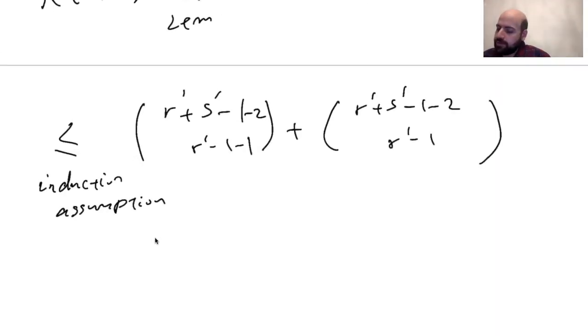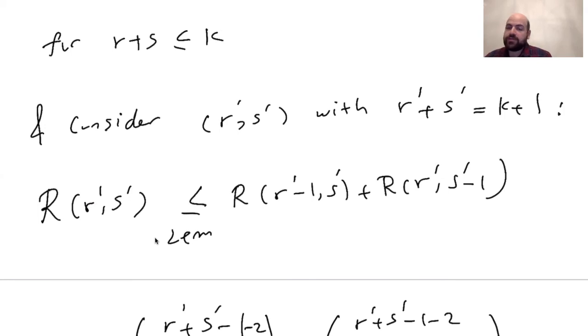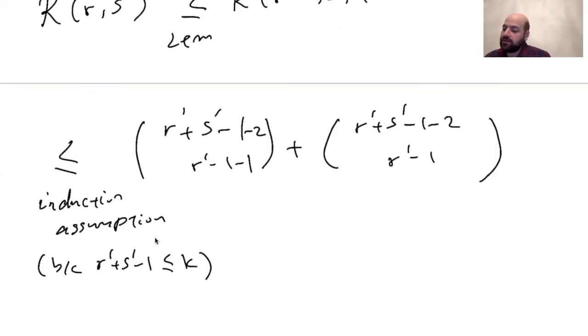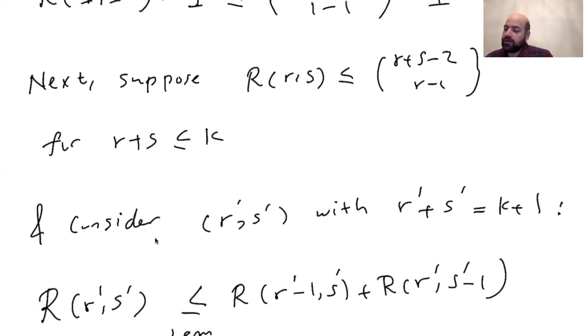So here, because r prime plus s prime minus 1 is less than or equal to k. So see, r prime plus s prime is k plus 1. That means r prime plus s prime minus k is less than or equal to k, but I am assuming that for r and s satisfying r plus s less than or equal to k, I have capital R of r and s less than or equal to this number.